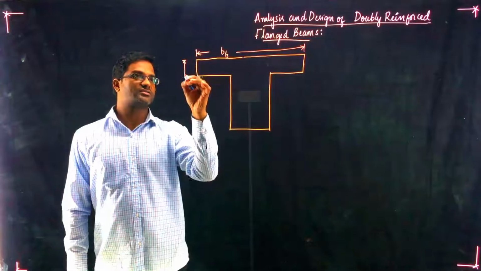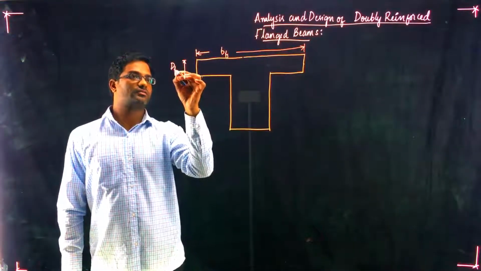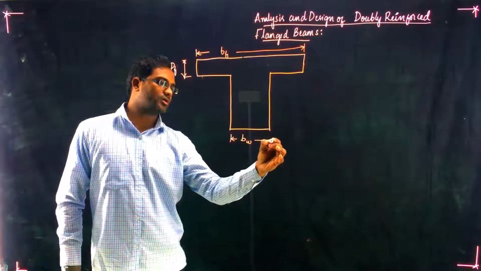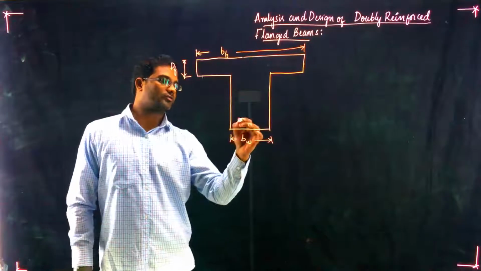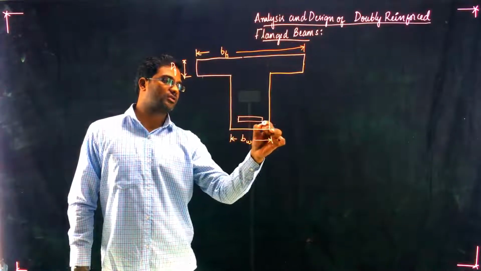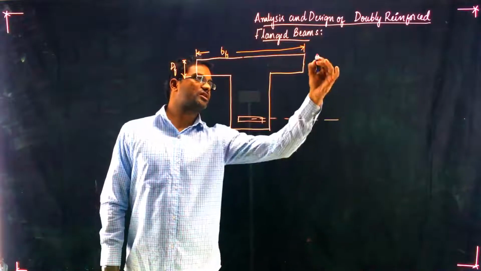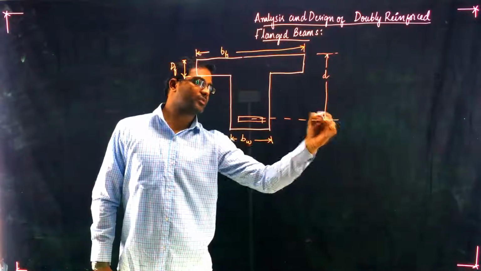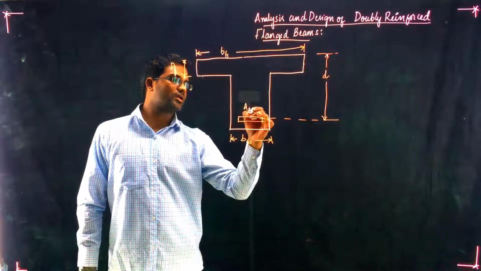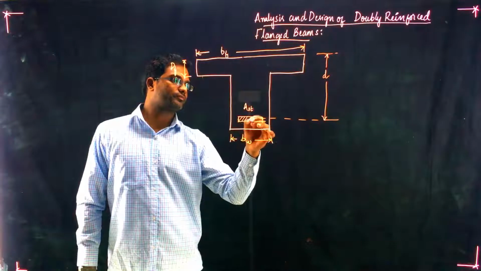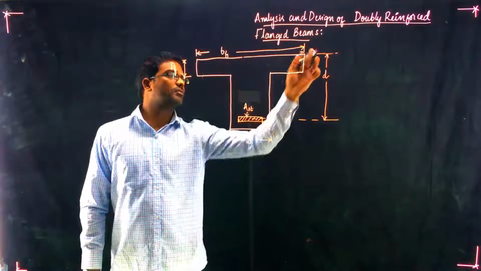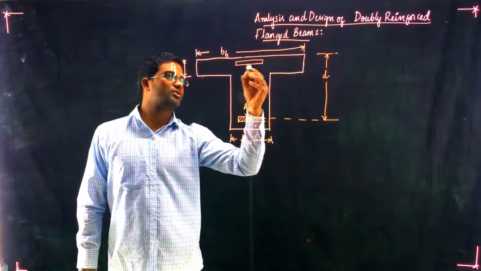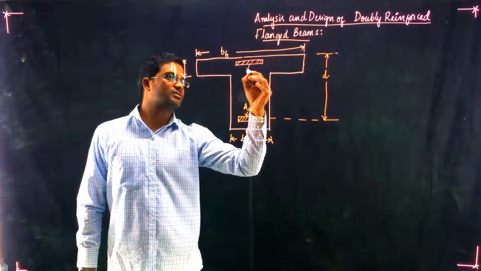depth of flanges DF, this is breadth of web, and if you have area of steel in tension from the center to the top fiber, we will denote it with a capital letter small d. This we are representing with ASD. In doubly reinforced, we also have ASC contributing to the moment of resistance.